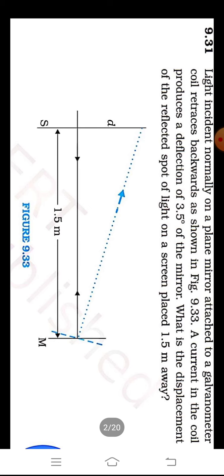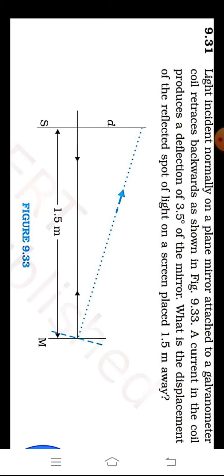नाउ from exercise 9.31, the question is light incident normally on the plane mirror attached to the galvanometer coil retrace backwards as shown in the figure 9.33. So in 9.33 here the black line shows that the ray is incident on the mirror, that is M. It is incident perpendicularly, then angle of incidence 0, that's why angle of reflection also 0. The reflected ray is reflected in same way, इसलिए लिखा है कि it is retraced backward as on the figure.